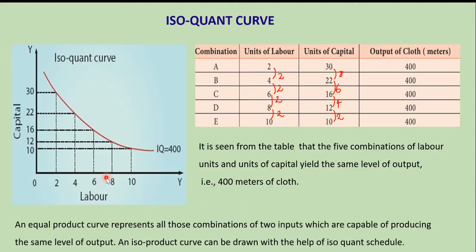So let us go to the tabular column. Look at the tabular column. I'm increasing the labor. Labor எப்படி increase பண்றேன்? 2 increase பண்றேன். Uniform increase பண்ணிருக்கேன். ஆனா units of capital என்னாகுது? When I increase the labor, I have to reduce the capital. Is it not? Then only I will get the same level of output.